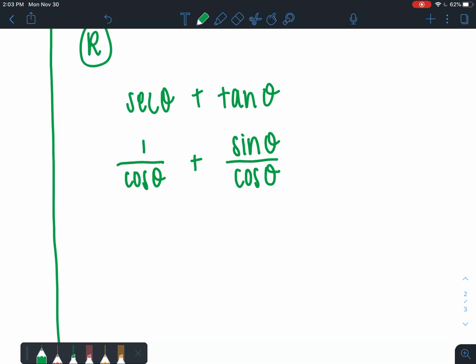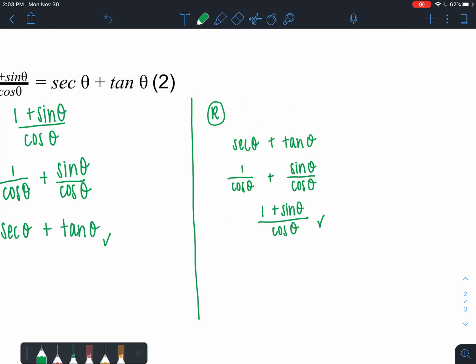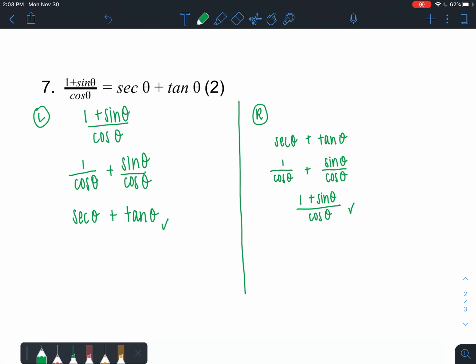I have a common denominator, so I can add those together. So I get 1 plus sine theta over cosine theta, which is what I had on my left side. So the left equals the right. Okay, either way is right. It's just a matter of how your brain works and how you like to think about these equations.